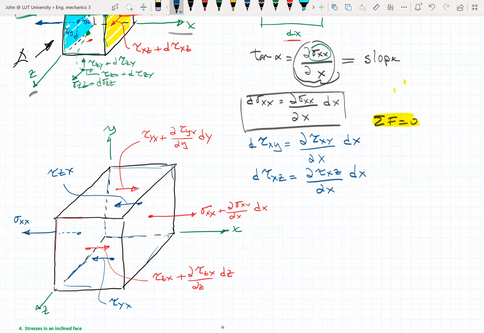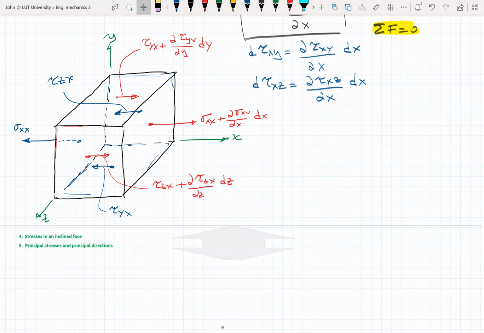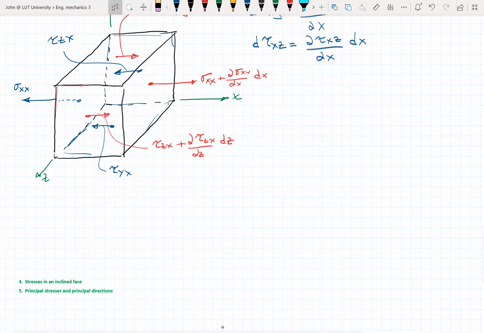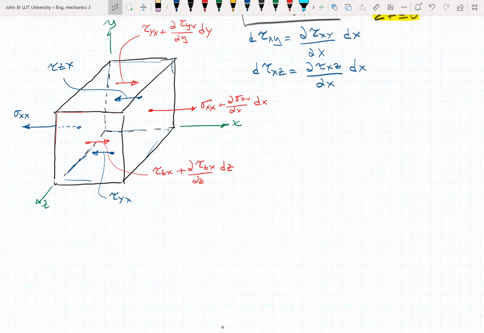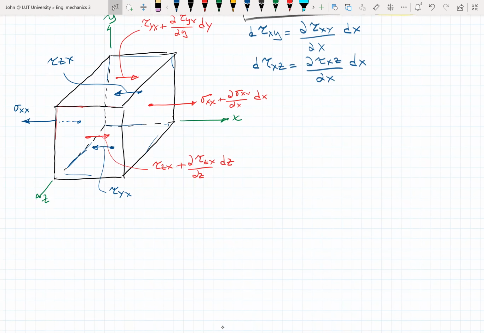Now, to formulate the translation equilibrium, I need to make the sum of these vectors. Again, positive vectors are those aligned with the positive Cartesian axis, and negative are those aligned with the negative Cartesian axis. Let's keep moving this downwards because we don't need this yet. Let's start our sum of vectors here. Let's start representing the positive ones. So sigma xx plus the increment.